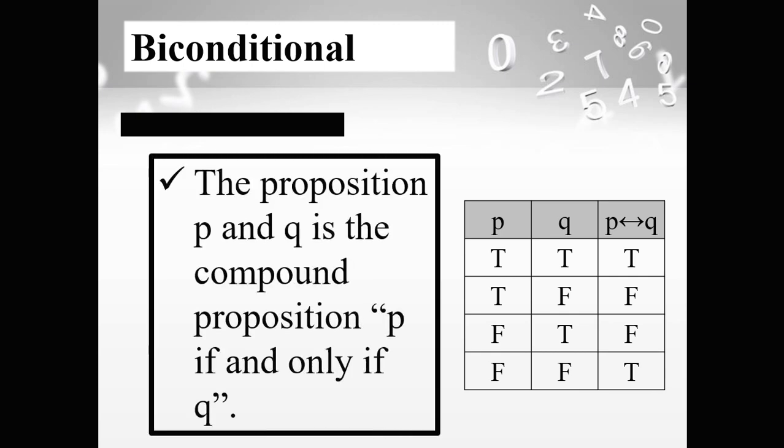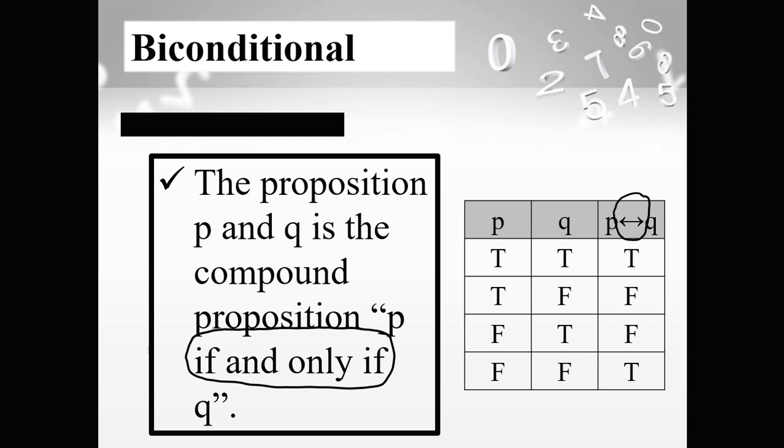The proposition P and Q is the compound proposition P if and only if Q. So, the logical connective being used in the biconditional po is if and only if, and the symbol is arrow. Pareho po. Arrow to the right and arrow to the left. Ayan. So, which is read as if and only if.